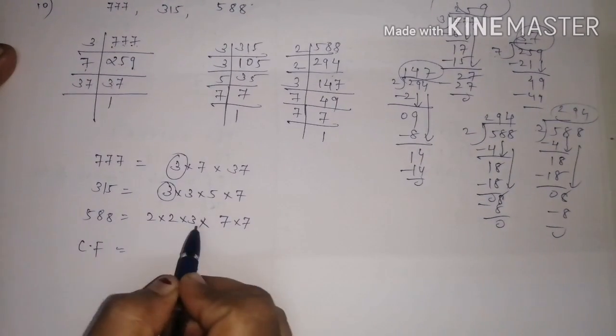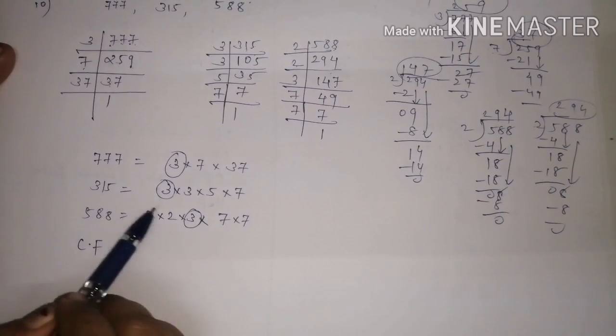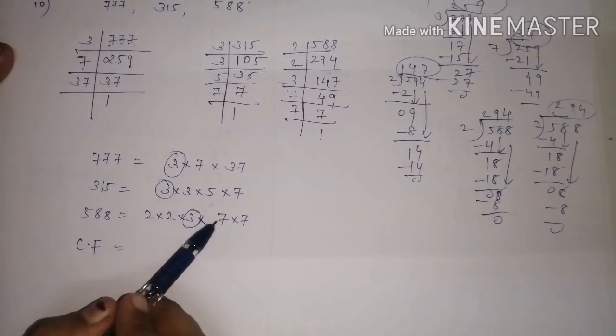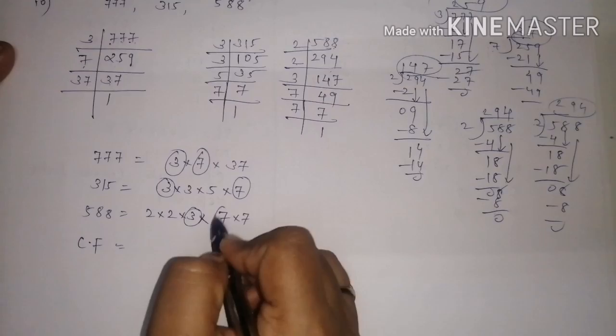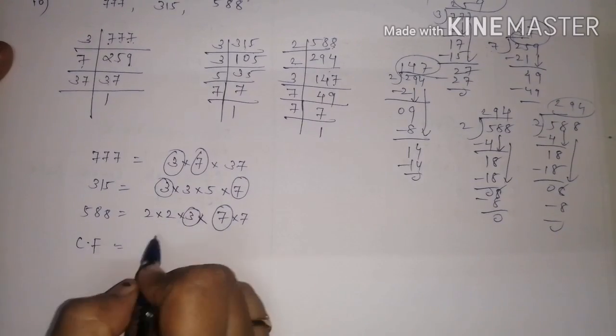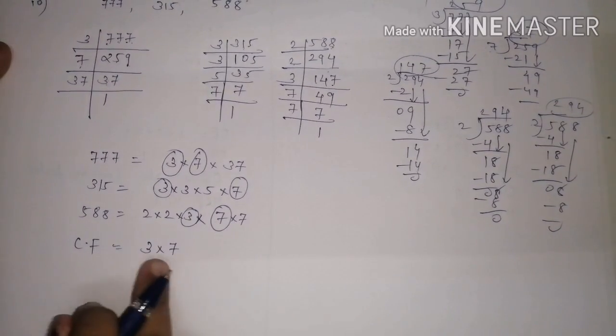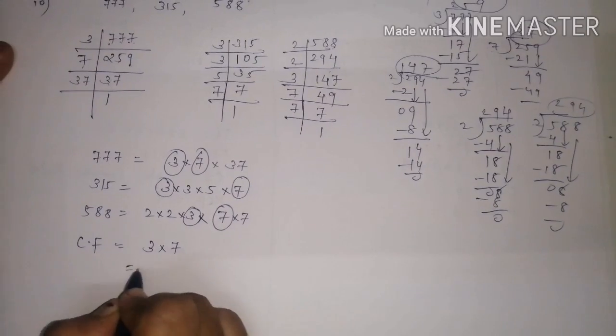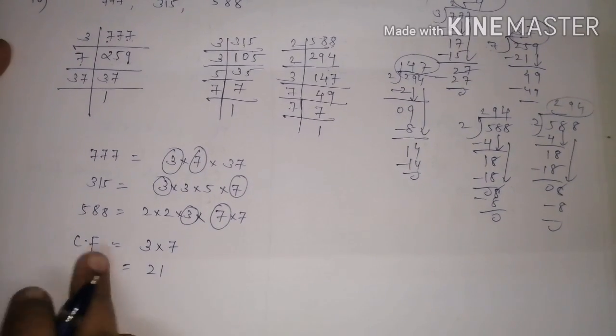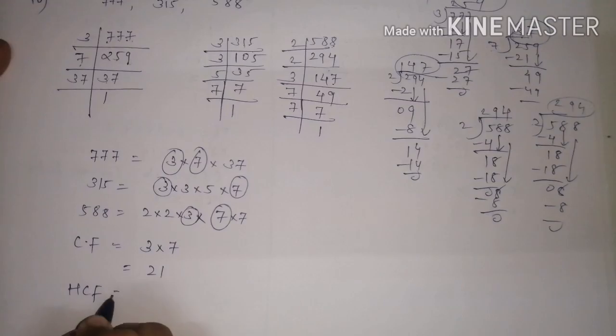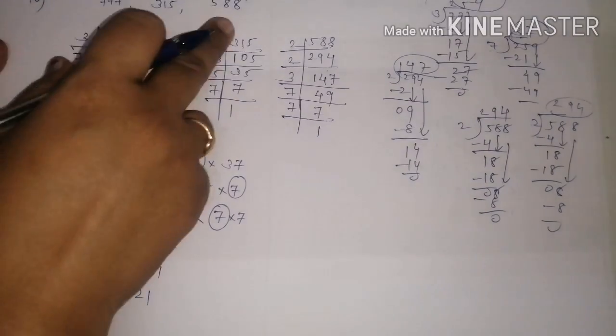Now children, common factors in all the 3. 3 is common in all three. 7 is also the same. Else nothing is common. So 3 and 7 are common. So you have to multiply them. So 3 sevens is 21. What is common, that is only the HCF. So HCF is 21 of these 3 numbers.